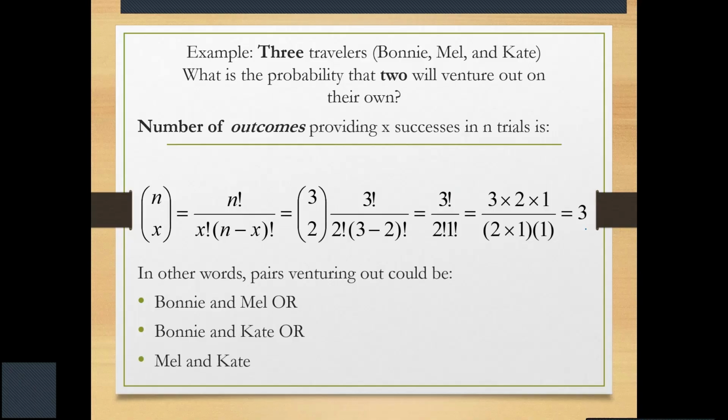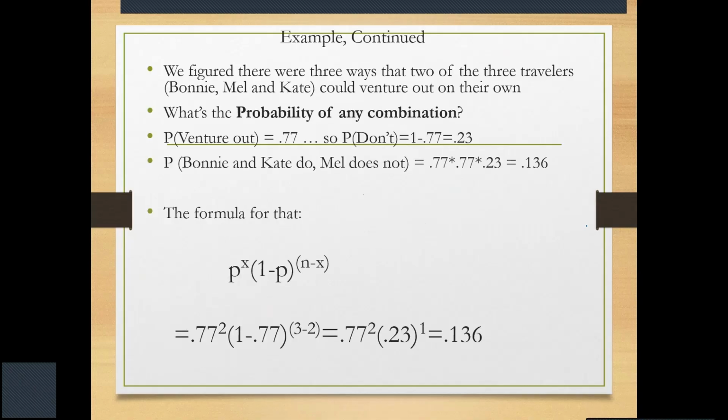So there are 3 different ways that 2 of them could have gone out on their own. It could have been Bonnie and Mel, or it could have been Bonnie and Kate, or it could have been Mel and Kate. Okay, so there's 3 different ways that could have happened. So what is the probability of any one of those three combinations?